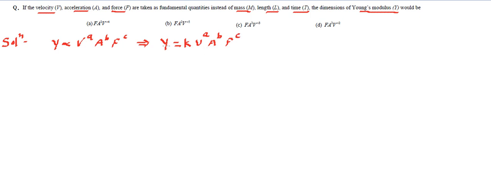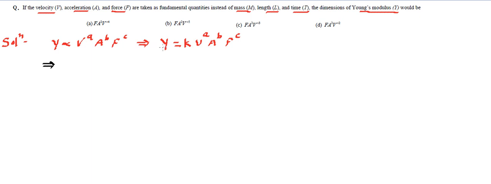Fine. Now, since this is a formula, if it is true, then it must be dimensionally true. So we are going to write the dimensional formula on both the sides. Our purpose is to find out a, b and c. If somehow we can find a, b and c, then our answer will be done. So we are going to write the dimensional formula on both the sides, based on the dimensional formulas that we know in terms of M, L and T.